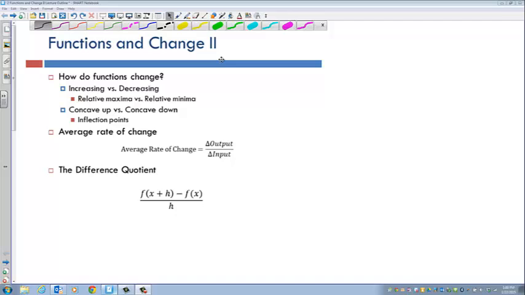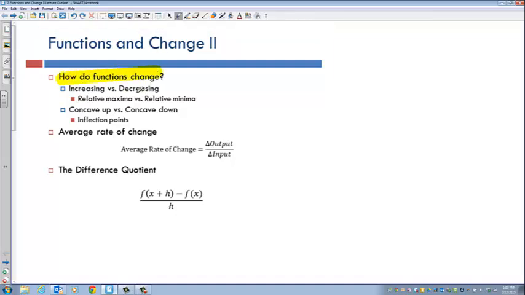So this is part 2 of functions and change. In the last lecture we talked about how functions change. So we know that they either increase or decrease. They have relative maximums or relative minimums. And the way that they increase or decrease, they can increase in a concave up or a concave down manner. So they can either smile or they can frown. And then concavity leads to these sort of inflection points.